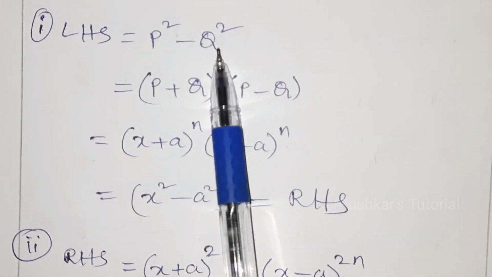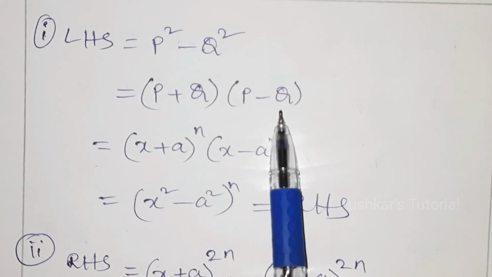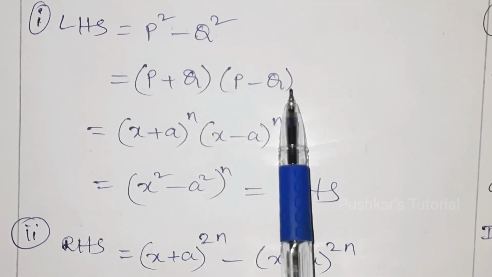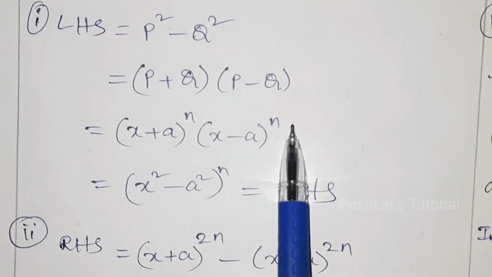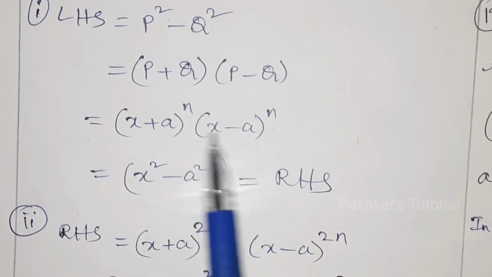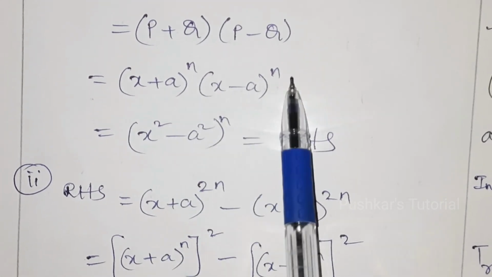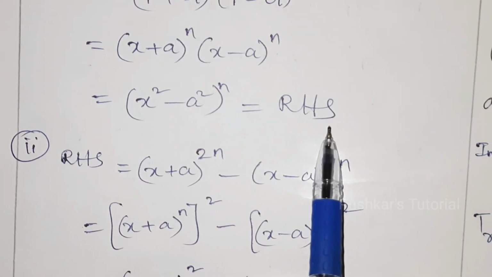So it is looking like the a square minus b square formula, a plus b into a minus b. So p plus q means (x plus a) whole to power of n, and this means (x minus a) whole to power of n. So the bracket terms look like a plus b into a minus b, so a square minus b square, only a single time power n. That is only our RHS in the first bit.